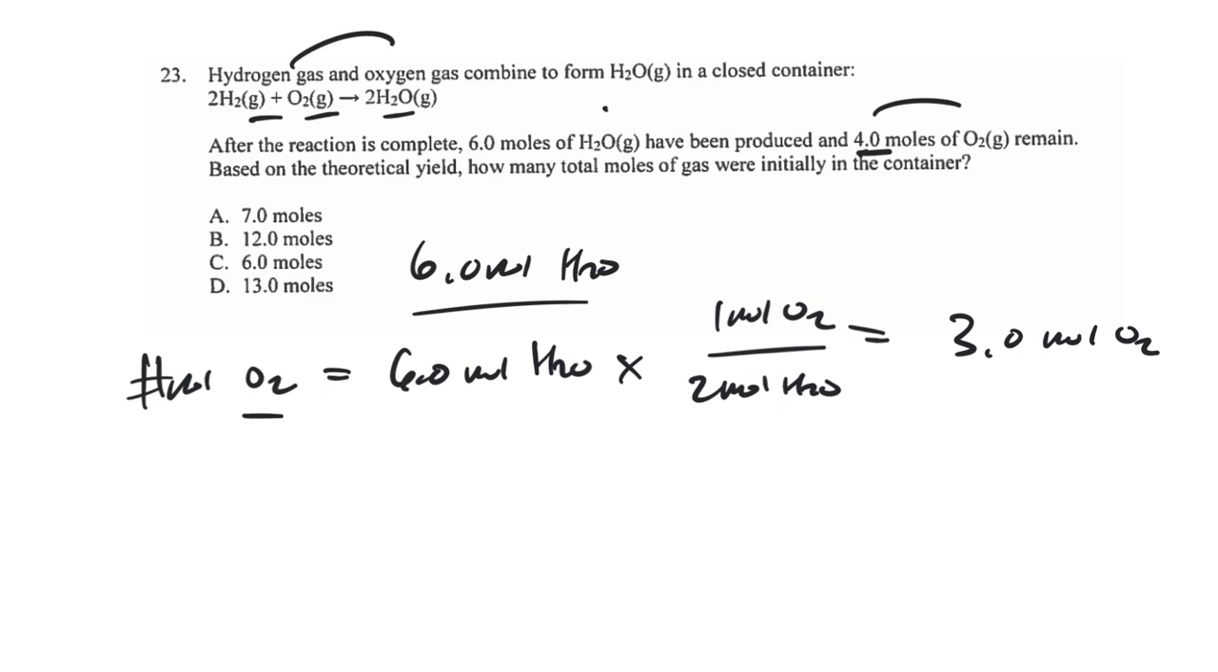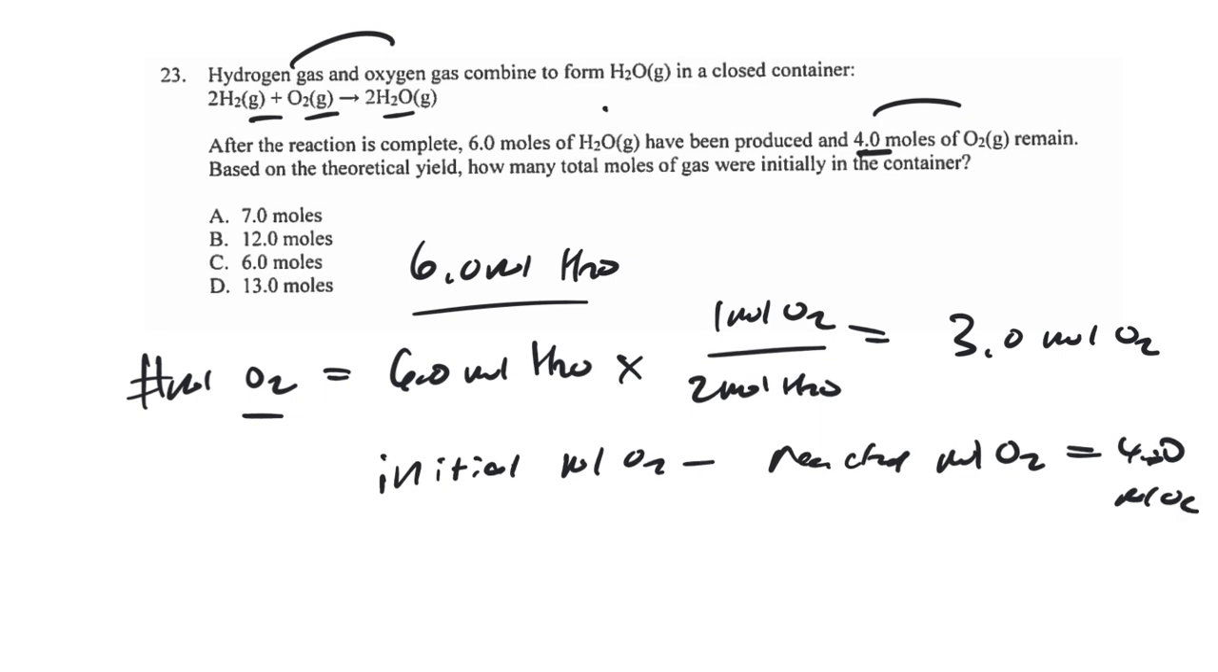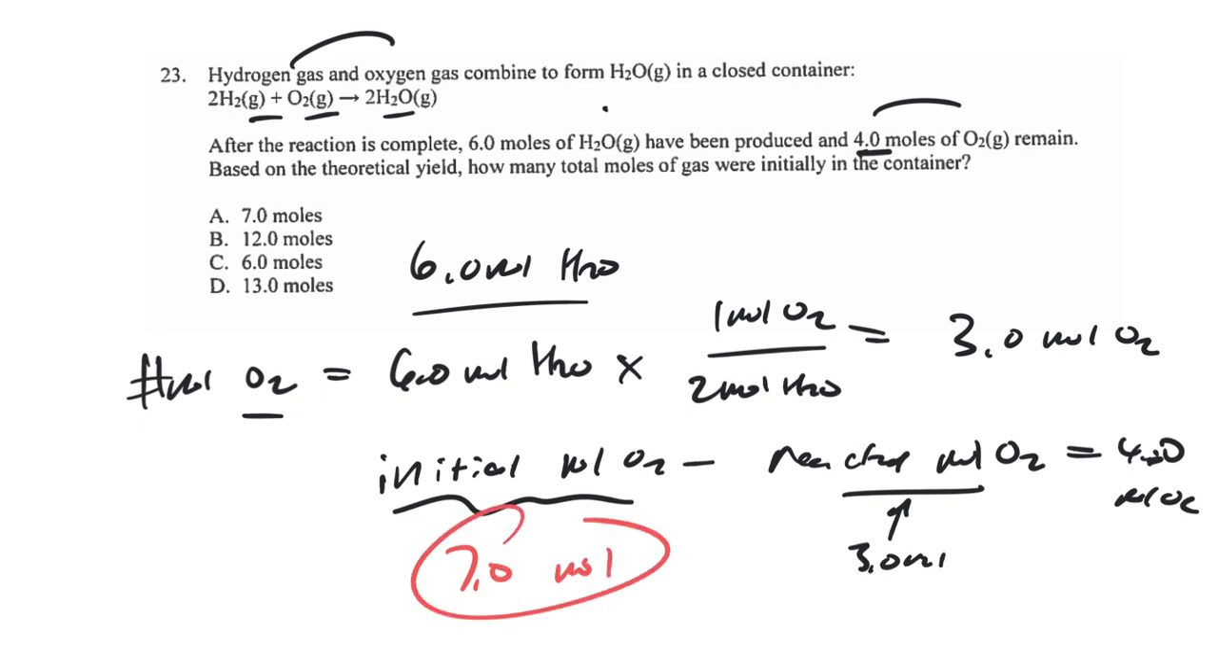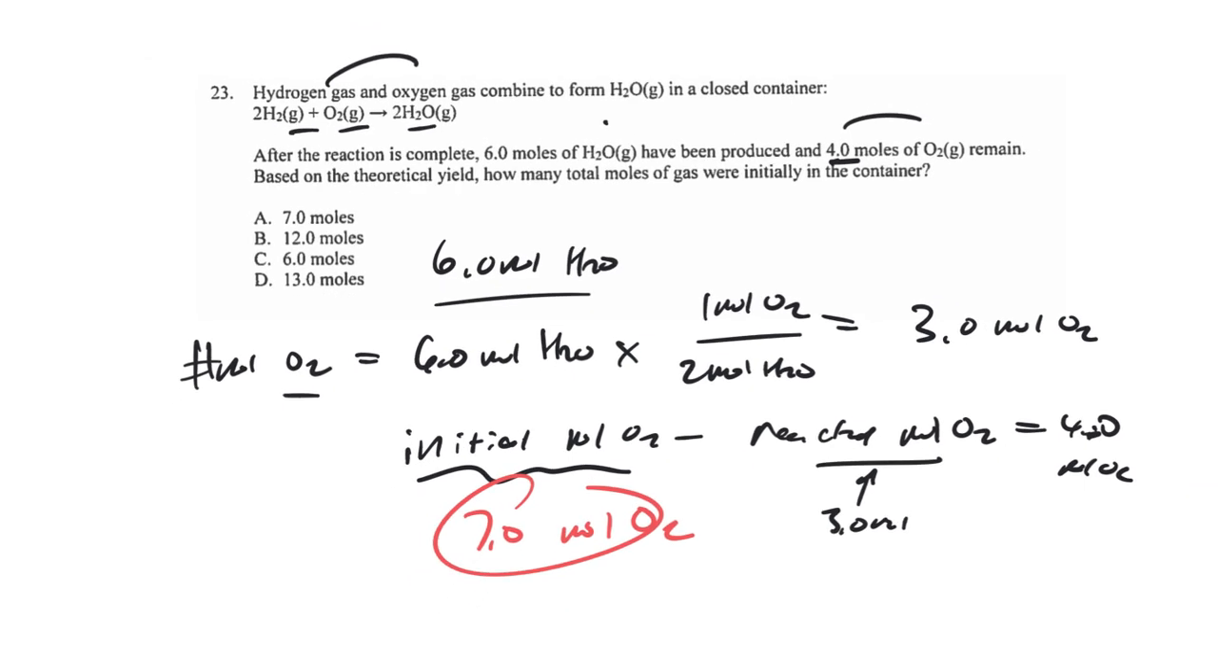And so if we think, the initial moles of O2 minus the reacted moles of O2 equals 4 moles, because that's what remains, and this amount here is the 3 moles, that's how I determine that this must be equal to 7.0 moles that had to initially have been present. So I'm deducing there must have been 7 moles of O2 present in order to react with the hydrogen to produce the water. Okay, so that's the 7 moles of O2.